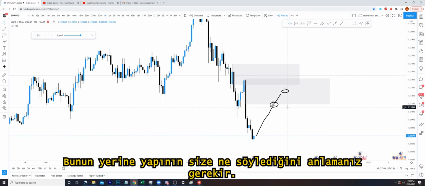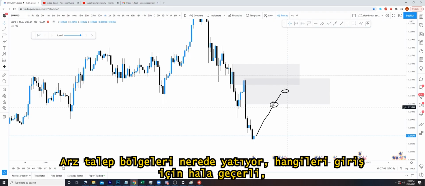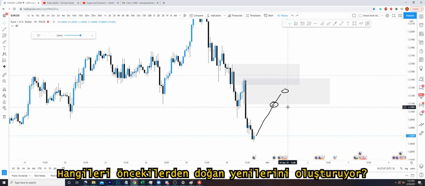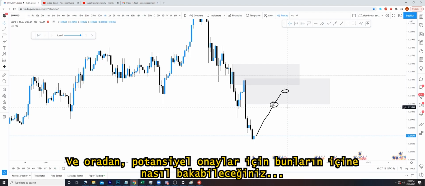Instead, you need to understand what the structure is telling you, where the supply and demand zones lie, which ones are still valid for entries and which ones are not, which ones form new ones off of previous ones, right? And from there, how you can look inside them for potential confirmations.